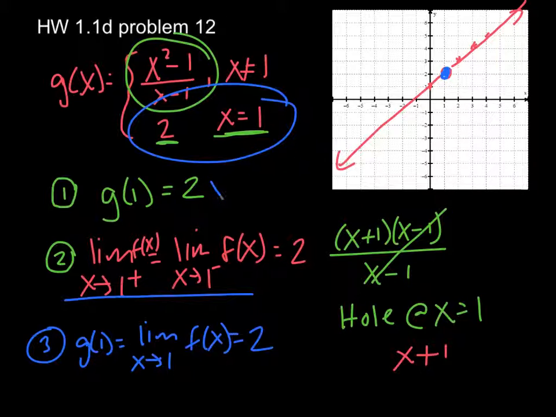So g of 1 is defined, the limit exists because the limit from the left is equal to the limit from the right, and the function, where the function is defined at 1, is equal to what we are approaching as we get closer to 1. So this function is continuous at x equals 1.